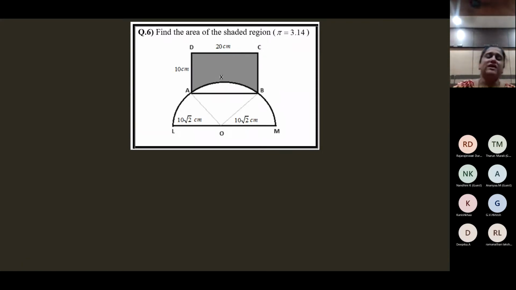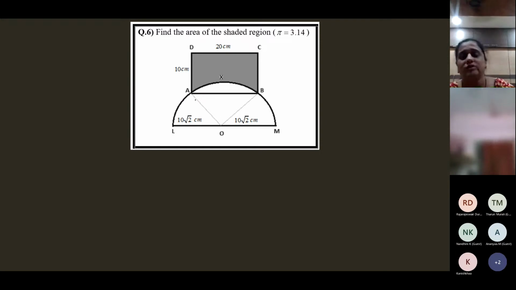Now how to find the central angle? There are two ways. One is the converse of Pythagoras theorem, because the angle is 90 degrees. You know that this is the longest side, because the other two are 10 root 2 each, but this is 20. So clearly 20 is greater than 10 root 2.